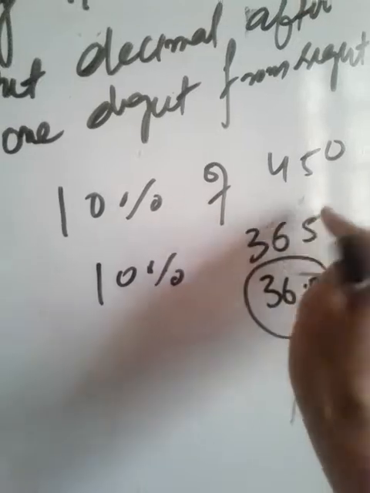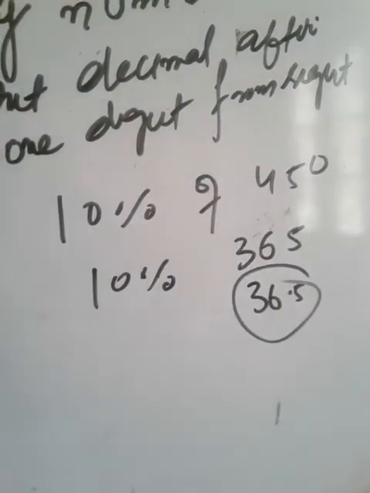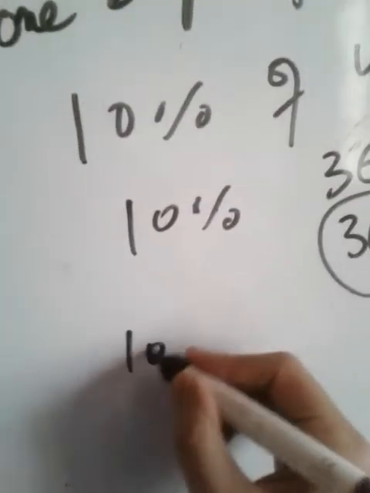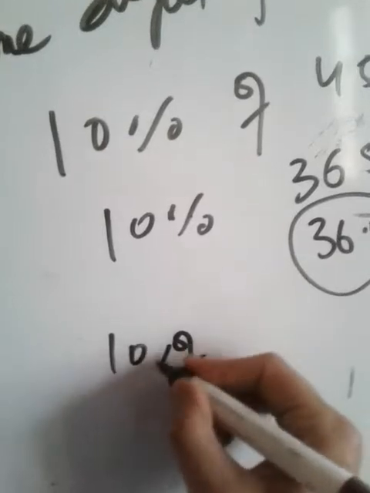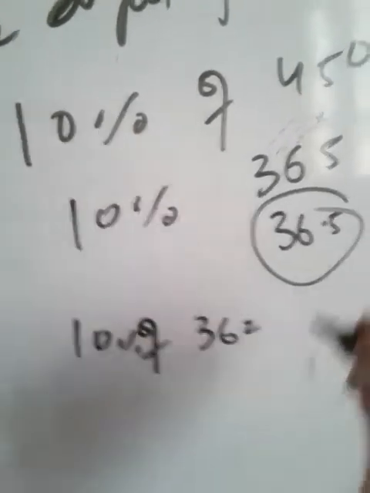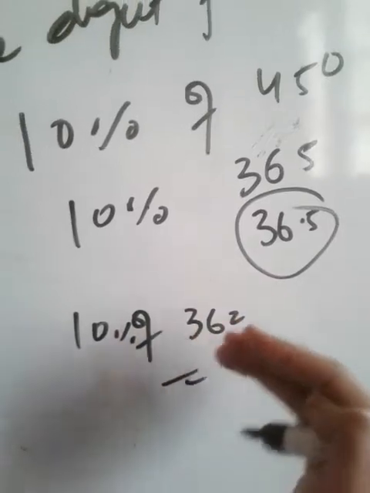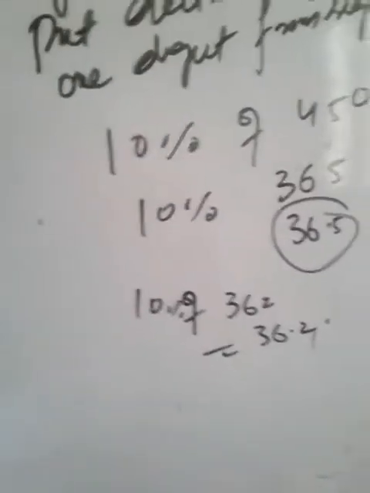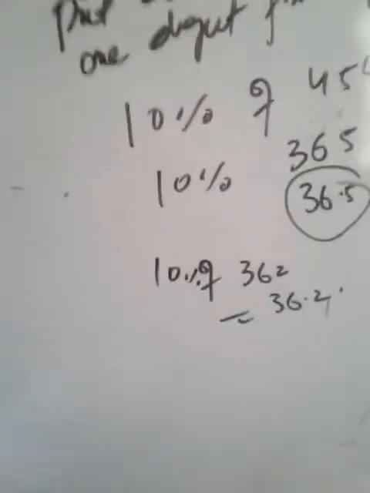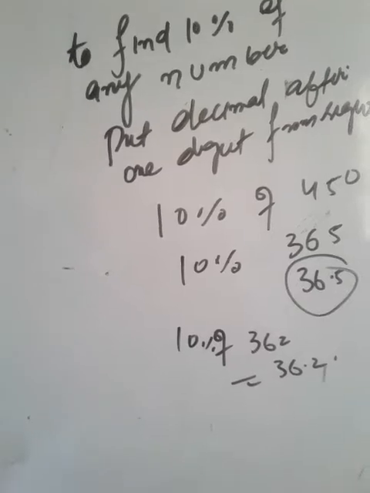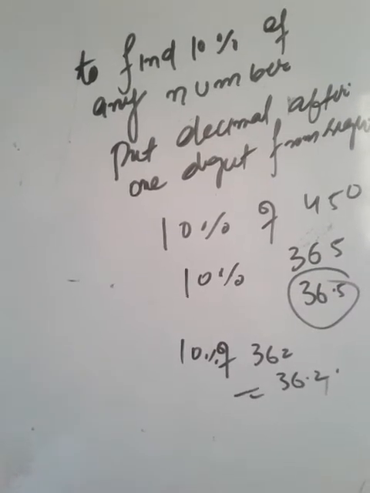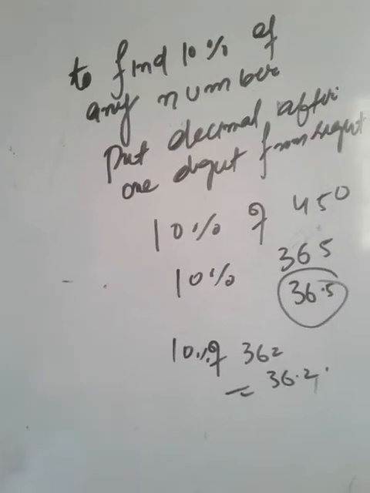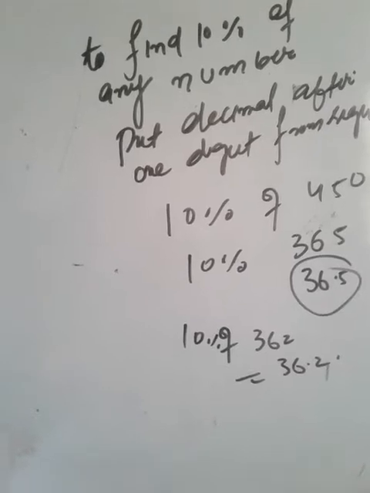10% of 365 is 36.5. Suppose 10% of 362, what is it? Decimal point after one digit from the right, it is 36.2. I hope you will get this, and after watching this video this concept will be very clear to you. But we are not always required to find 10%. Sometimes we may need to find 5%.